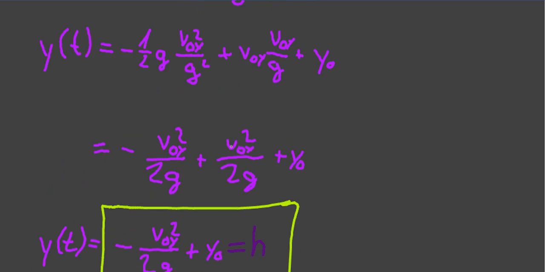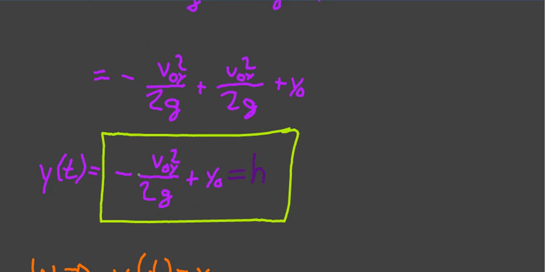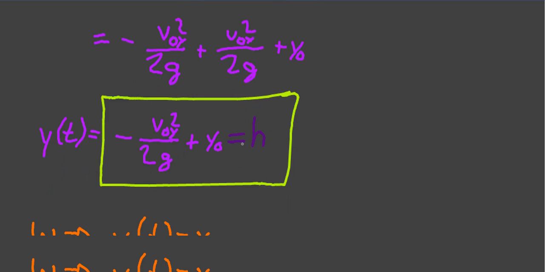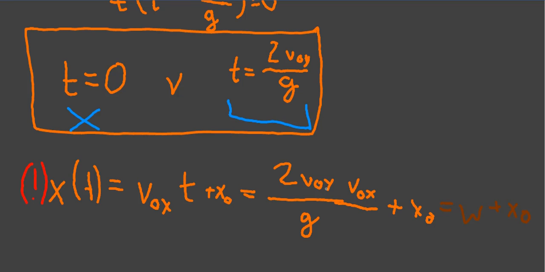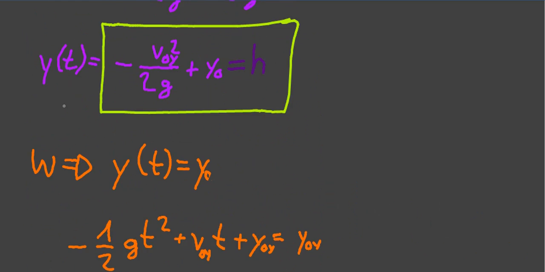So we've calculated the height by h equals minus v0y squared over 2g plus y0, and we've calculated the maximum distance by 2 v0y times v0x over g plus x0. Those are 2 simple equations, and we don't really care about them. We don't remember them. It doesn't matter. What we do want to remember is how we actually got there. How did we get there?